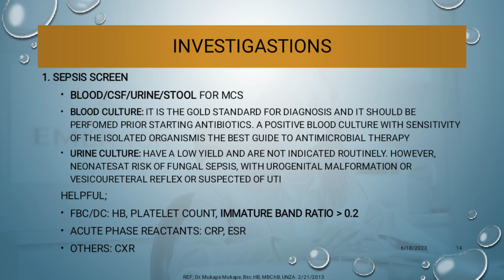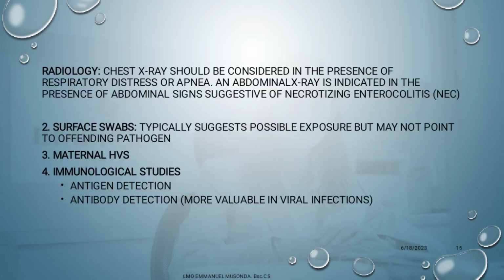And then the other things which are helpful are FBC/DC, where we look at the Hb and the platelet count, and of course there may be an immature to total band ratio of more than 0.2. Then you can have acute phase reactants such as CRP. Then of course you can also add ESR. Then others can do a chest x-ray. Okay, then under radiology, the chest x-ray should be considered in the presence of respiratory distress or apnea. Then an abdominal x-ray is indicated in the presence of abdominal signs suggestive of necrotizing enterocolitis.